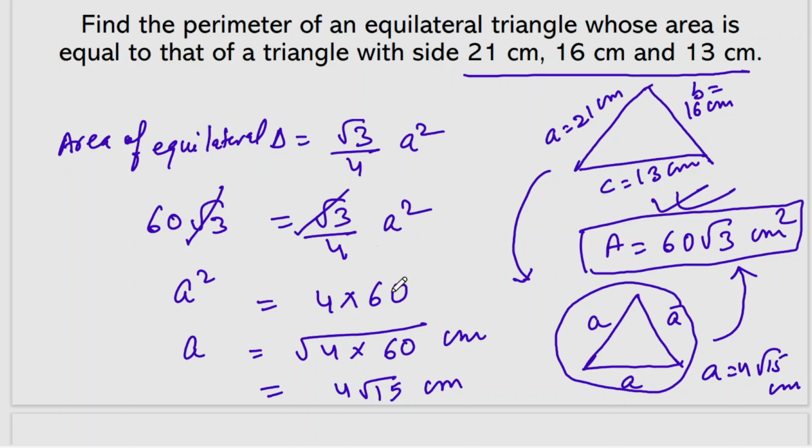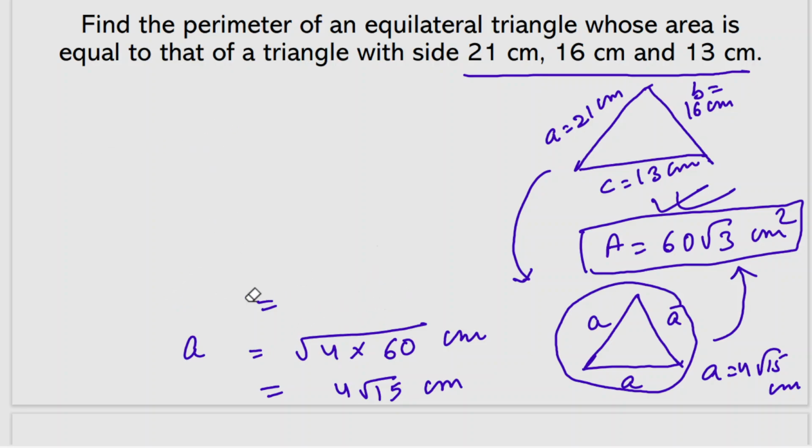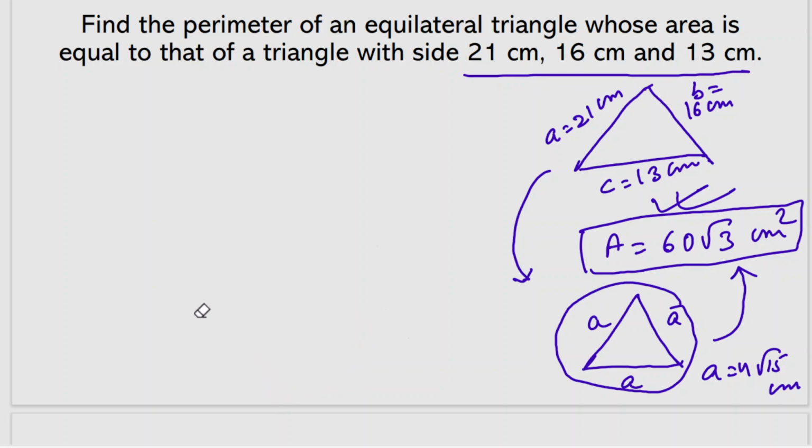Now I have to use this value to find the perimeter of an equilateral triangle. So what is the perimeter of an equilateral triangle? The perimeter of an equilateral triangle is 3 into side, because in an equilateral triangle, all sides are equal. That means when you add a plus a plus a, it equals 3a.